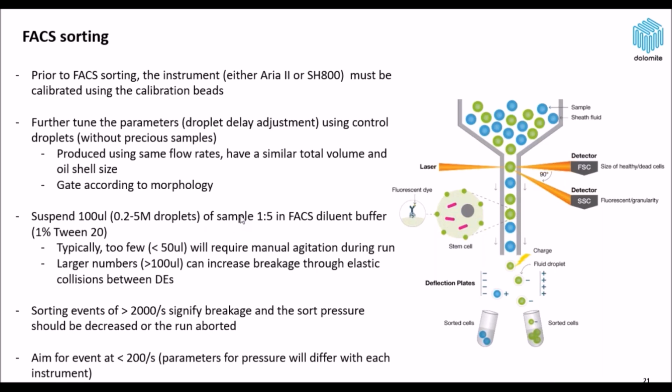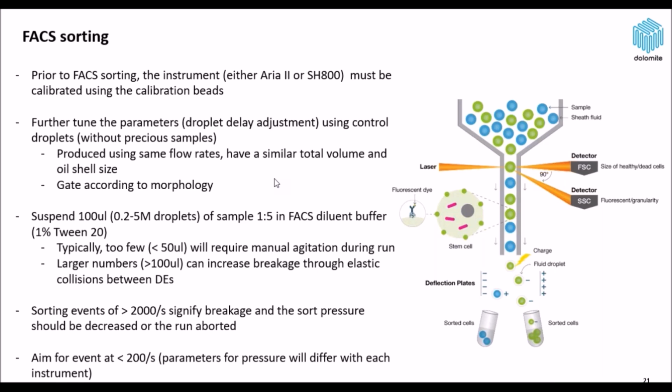Once you have collected this, we usually recommend that you dilute your sample in a 1:5 ratio in a FACS diluent buffer. This could be 1% Tween 20. You can use others as well, whichever you prefer. And typically, if you are working with smaller volumes, anything below 15 microliters, be aware that you will need to have manual agitation during a run, as there will be some settling.